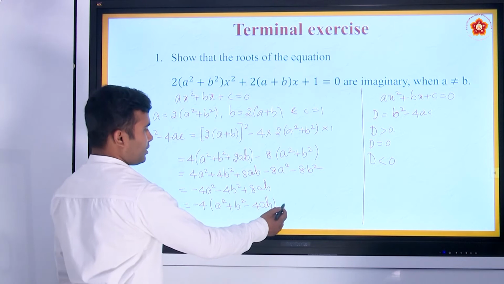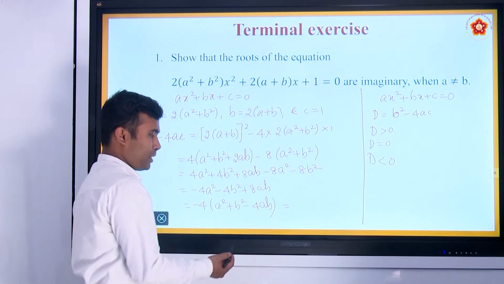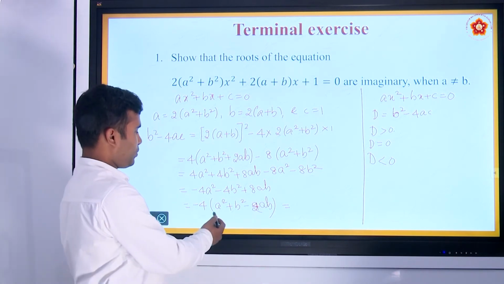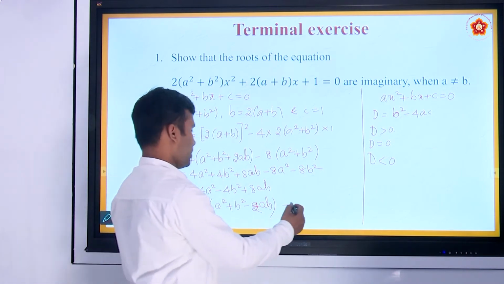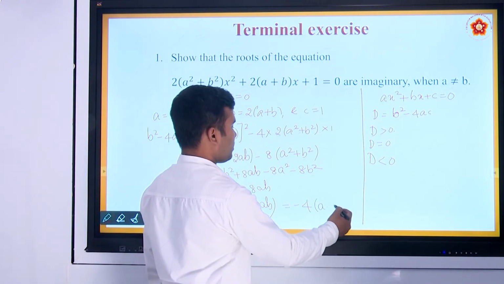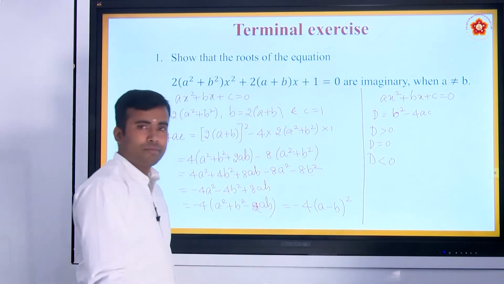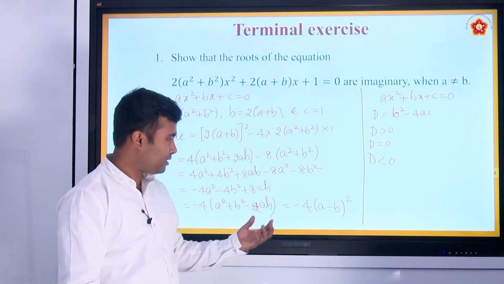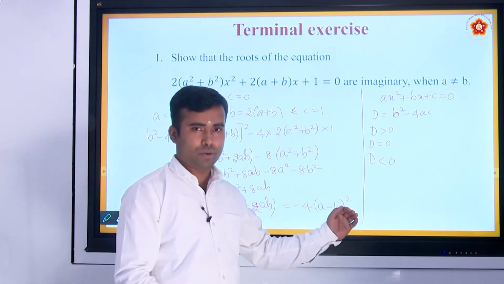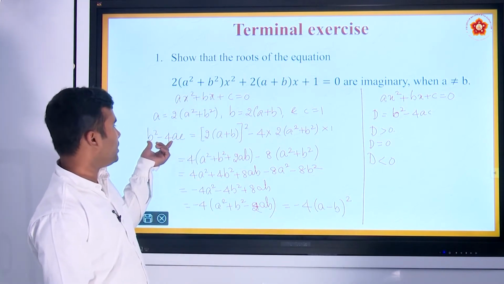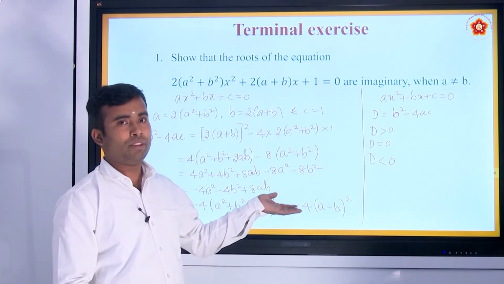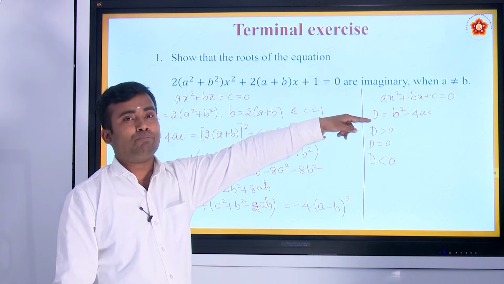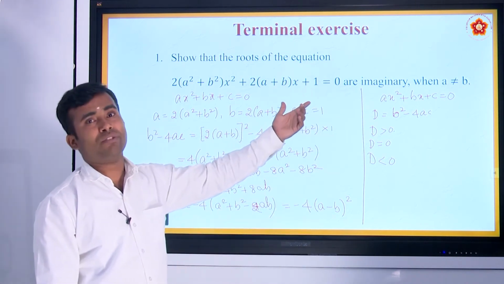So what is this? This is a square plus b square minus 2ab, which is nothing but a minus b whole square. Understand? Here we got minus 4, which is negative. If it is negative, that means less than 0. If the discriminant, that is b square minus 4ac, is less than 0, then we can say that the roots are imaginary. And here, provided that a is not equal to b. If a is not equal to b, then only the roots will be imaginary.